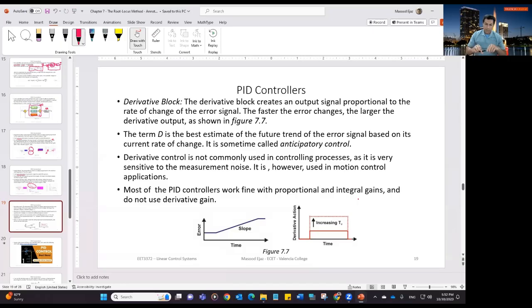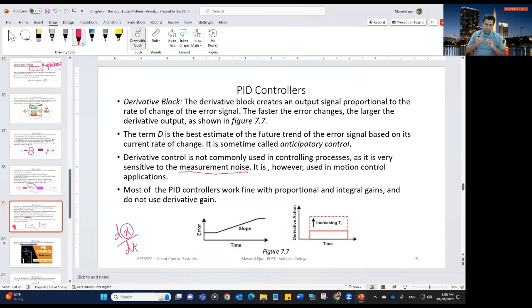Many times the derivative block is not used because it's very sensitive to measurement noise. Why is it very sensitive to measurement noise? Remember, derivative of a function, dx over dt: if the x value is changing, even if it's very small, but it's changing for a very short amount of time, the derivative of that is going to be quite large. A very small signal that exists for a very short amount of time, the derivative of that signal is going to be quite large because the rate of change is going to be very large.